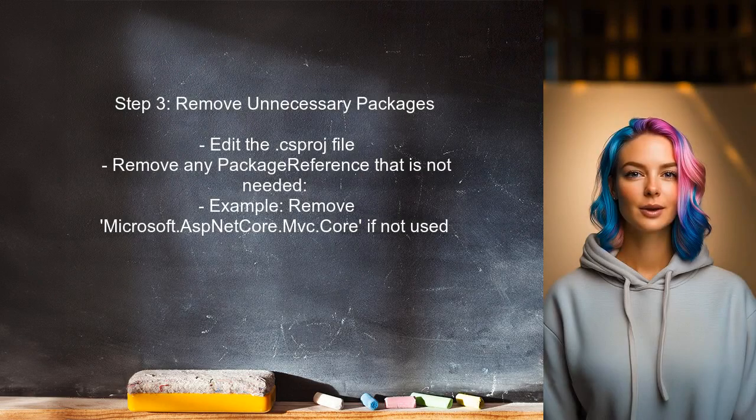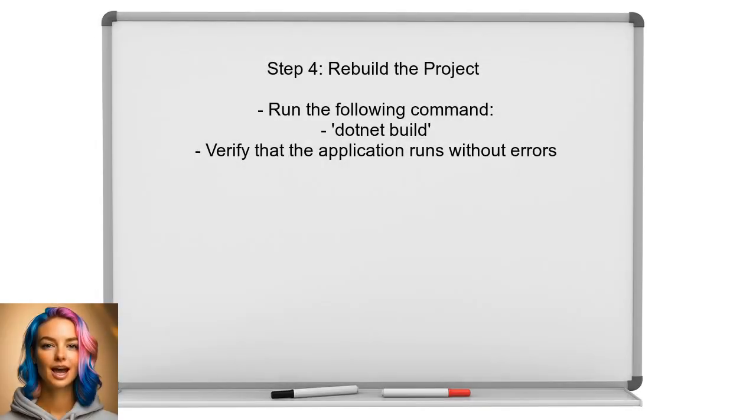After identifying the outdated packages, the user should remove any that are not essential for the functionality of the web API. This can help in reducing the overall size. Finally, the user should rebuild the project to see the impact of the changes. This will help confirm that the application still functions correctly after removing the dependencies.